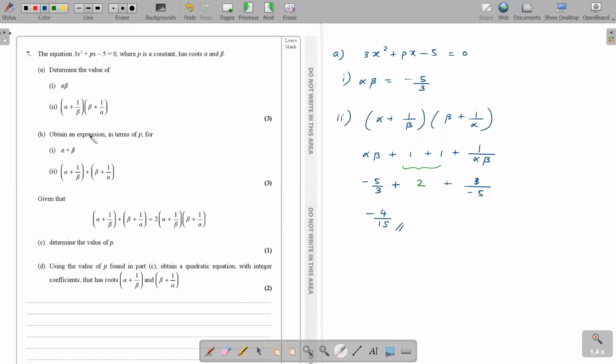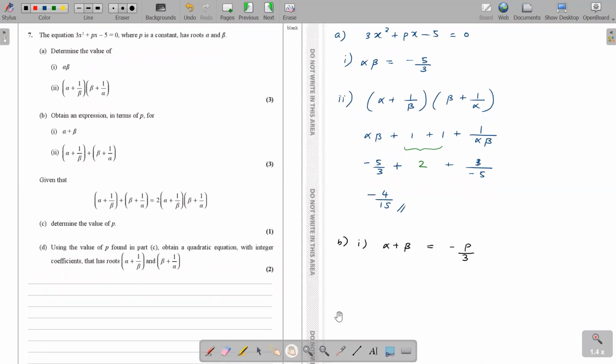Then moving on to part B. Obtain an expression in terms of p for alpha plus beta. So how do we get an expression for alpha plus beta? Alpha plus beta is minus b over a. So what is the b value? Minus p over a, which is 3. Are you with me? Okay, so alpha plus beta is minus p over 3.